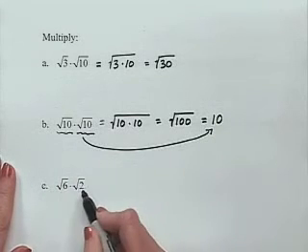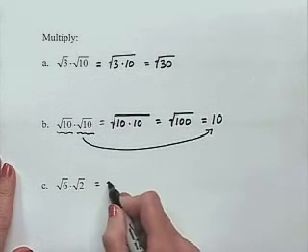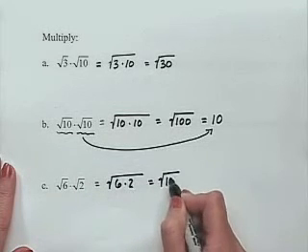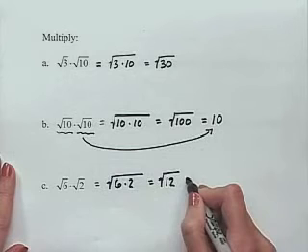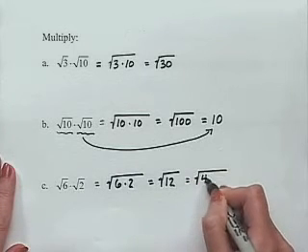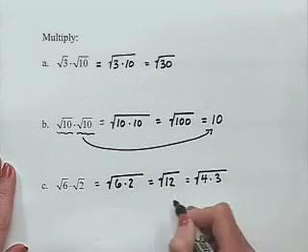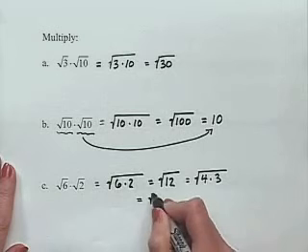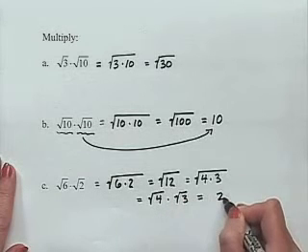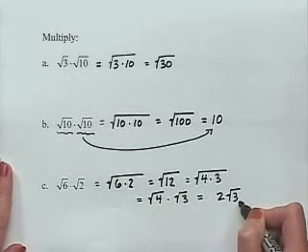Finally, we have square root of 6 times square root of 2. This is going to be the square root of 6 times 2, which is equal to the square root of 12. Now in this case, we can take the square root of 12 and factor it differently as 4 times 3, separate those factors in the next step as square root of 4 times square root of 3, and then rewrite this as 2 times square root of 3 to get our simplified answer.